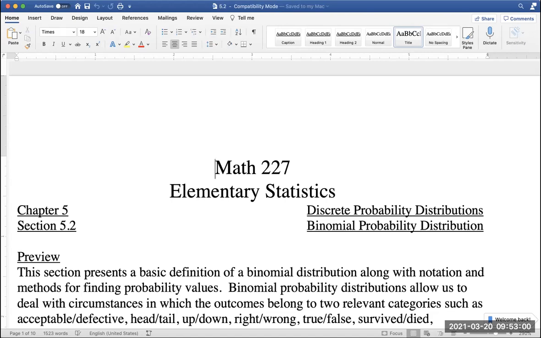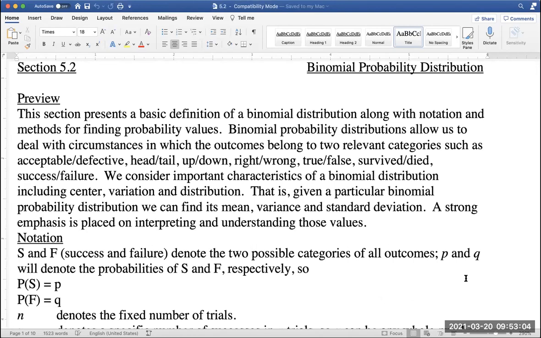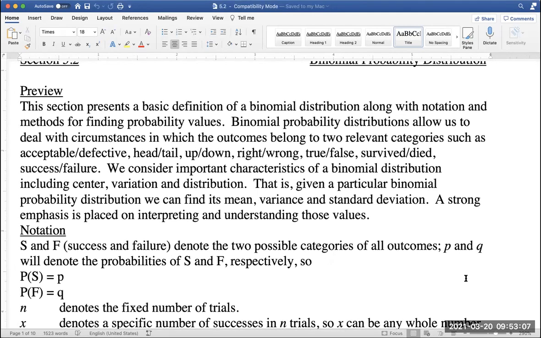The binomial probability formula. So we're going to be looking at a binomial distribution.